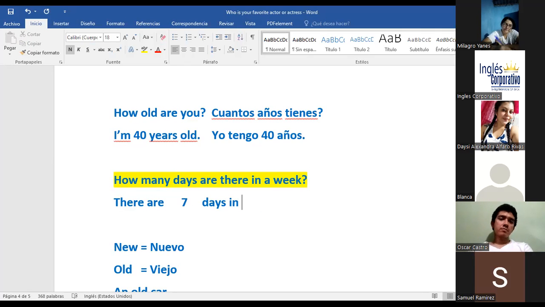Mira, Samuel, aquí aparece in otra vez, pero como en la semana, no como dentro, right? In a week. In a week.